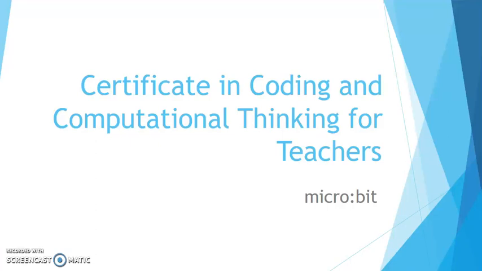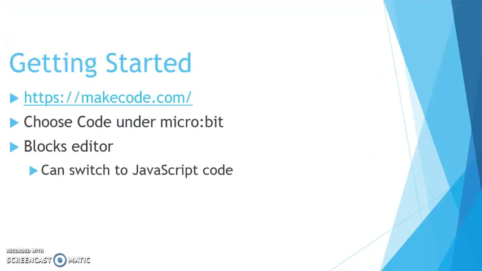So today we're going to look at getting started with Microbit. To do that, we go to makecode.com, and in there we have a number of options. There's Microbit, there's Adafruit, there's Microsoft Minecraft, and various different options like that. We're going to choose the Microbit, and underneath the Microbit option there is a code, choose code under there, and then when that brings us into our environment, we get into a blocks editor.